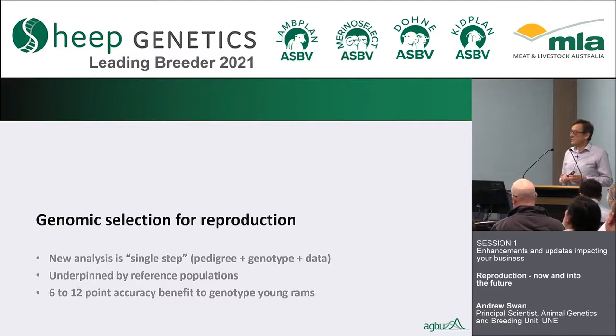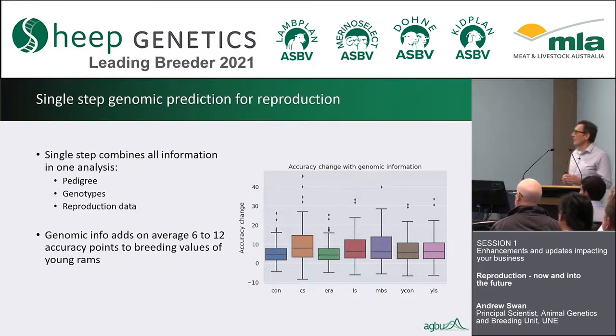Okay, one of the things that makes this such a good analysis is that it uses genomics, in a single-step analysis, underpinned by reference populations, and we see good improvements in accuracy for young rams. Single step is basically using all information combined into one analysis. Animals can have varying levels of information. They can be in there with just pedigree or just genotypes, or in addition they can have phenotypes as well. So we use all of the information in this analysis with the greatest efficiency.